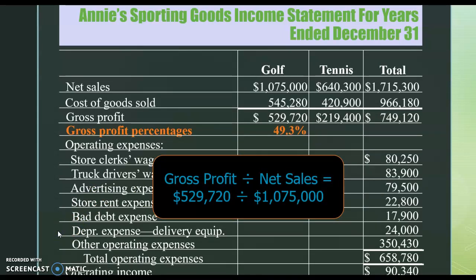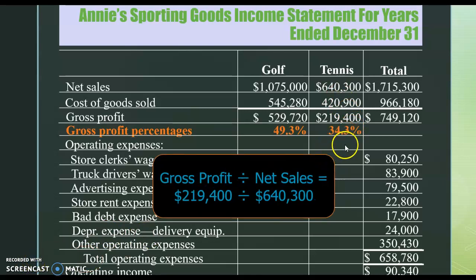So what we're going to do is actually calculate the percentage. By taking gross profit divided by the sales of golf, we get 49.3%. If I take the tennis gross profit of $219,400 divided by the tennis sales of $640,300, then I get the tennis gross profit percentage of 34.3%.